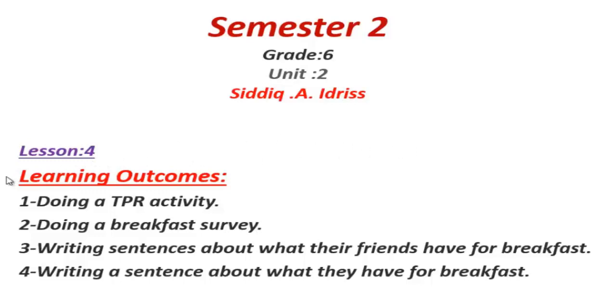Before we start our lesson, let us go quickly through the learning outcomes of this lesson. Number 1, doing a TBR activity. Number 2, doing a breakfast survey. Number 3, writing sentences about what their friends have for breakfast. Number 4, writing a sentence about what they have for breakfast.